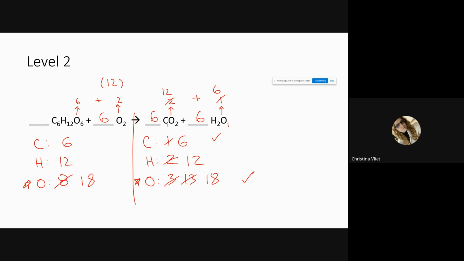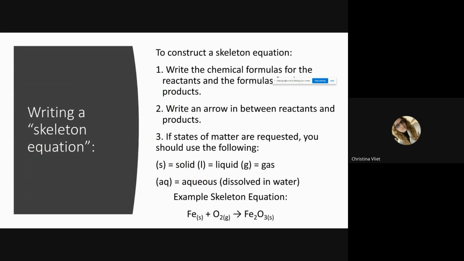It's a really major topic. It is fundamental to Unit 5. That's why I'm giving it to you now, so that when we start Unit 5, we're already comfortable with this technique, because it's one of the steps. It's not everything you have to do. So the next thing is, how do we write a skeleton equation?